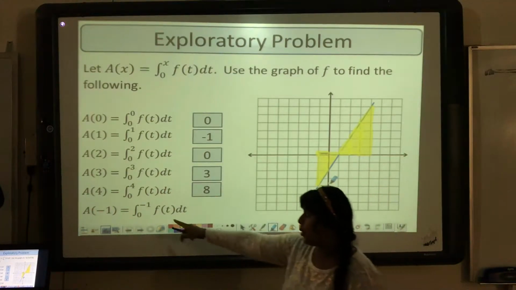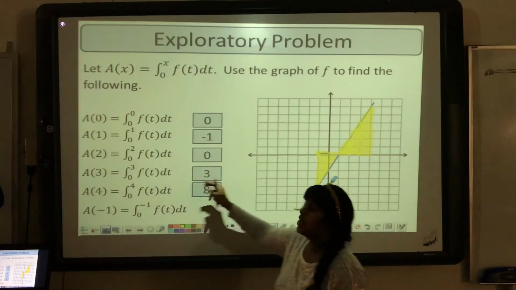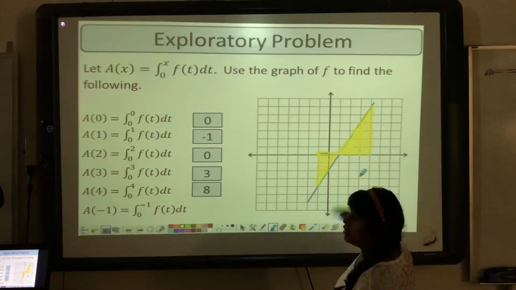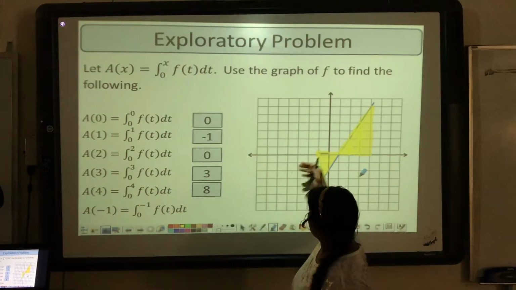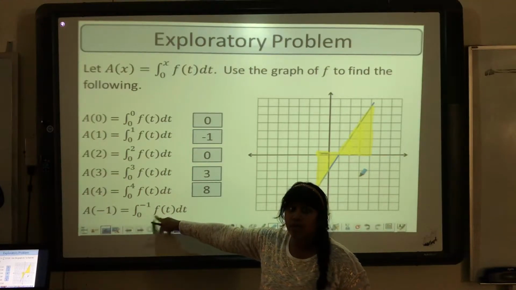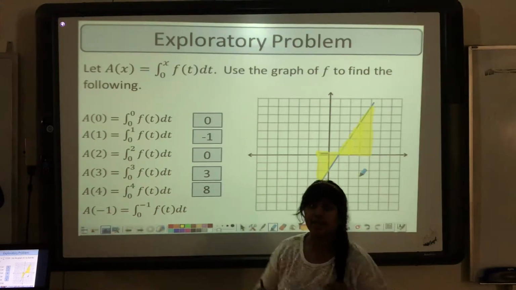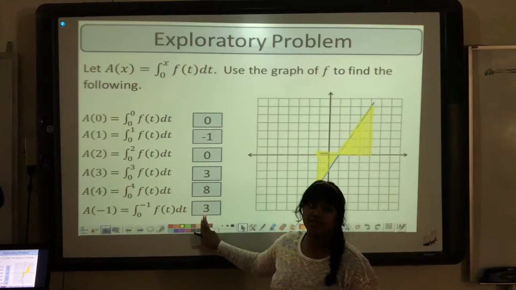However, where am I going? I'm going from 0 to -1. In our previous examples, we went from 0 and we went right on our x-axis, or we went positively on the number line. Here we're going backwards. We're going negatively down the number line. So when we go backwards, we have to flip the sign. So my area of -3 now becomes +3.